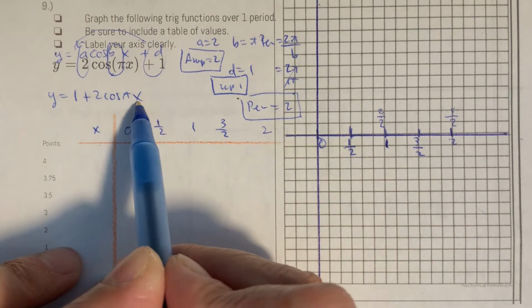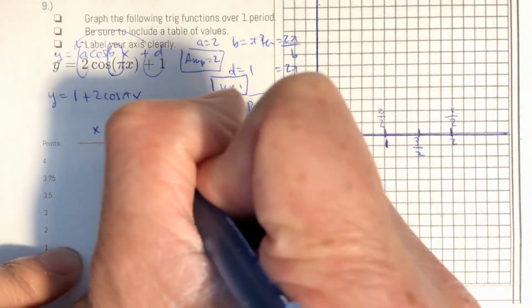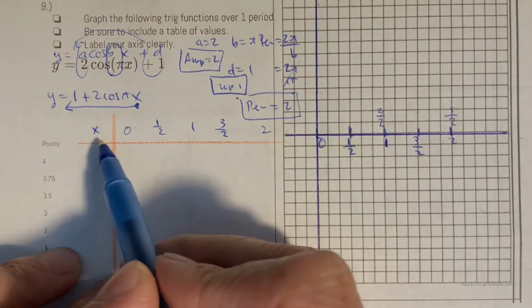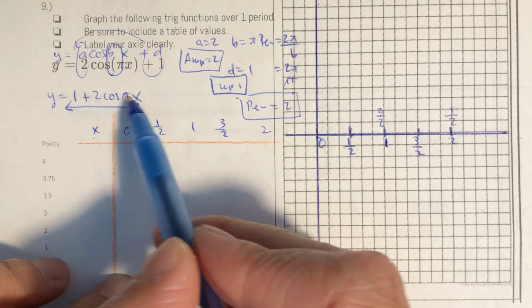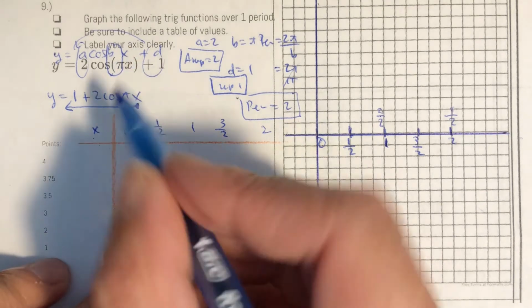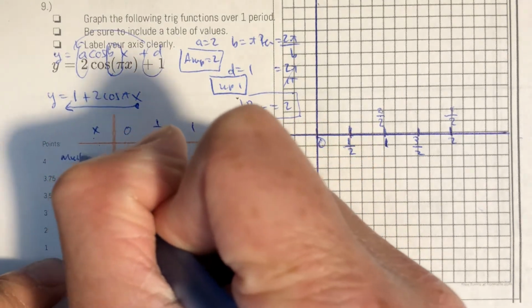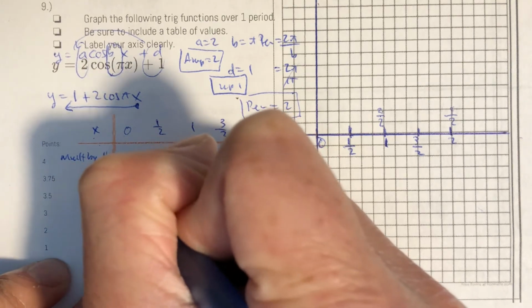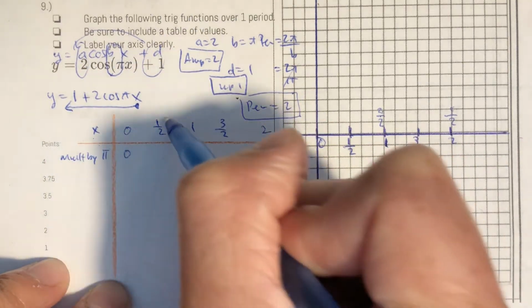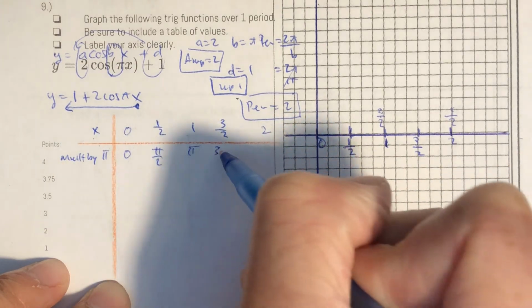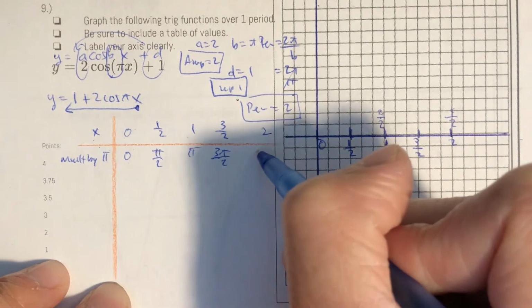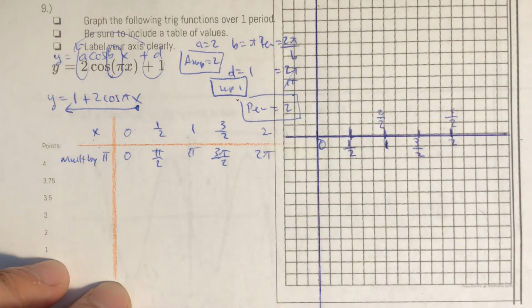All right, we're going to work right to left. And we're doing mass production, so we're just putting in our x value of 0 here. And then we're going to multiply it by pi. So it's 0, pi over 2, 1 pi or pi, 3 pi over 2, and 2 pi. That led me to the quadrantal angles.